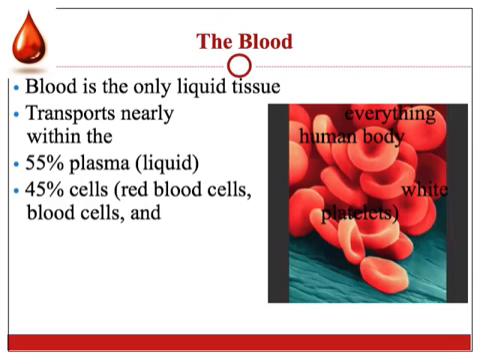One of the first cool things about blood is that it's in fact the only liquid tissue in your body. Remember that we defined a tissue earlier in the year as a group of cells working together to perform a function. Normally you would think of something like the skin or muscular tissue, but blood itself does fit that definition, so it's a liquid tissue. And its job is to transport nearly everything within the human body.